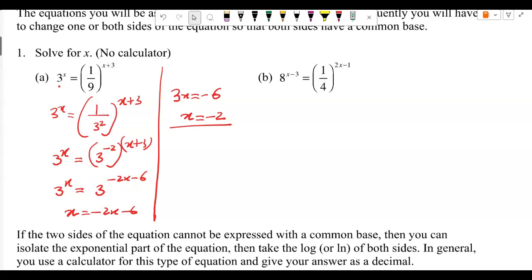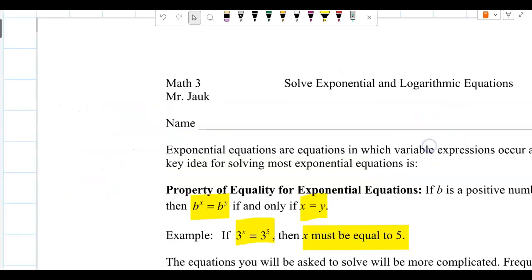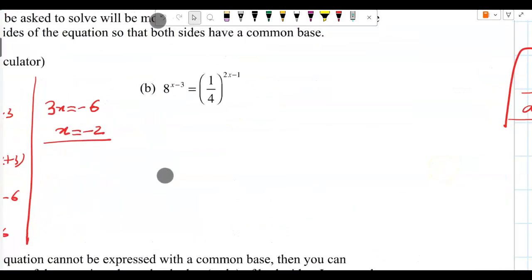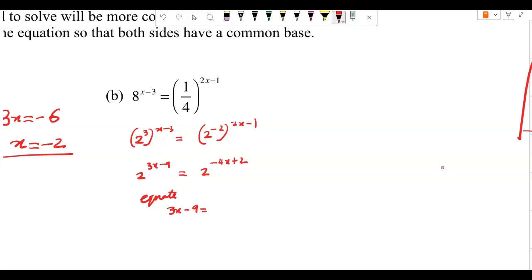What is 8? Then now you try to get both the powers of 2. Try to get the simplest base. So you could do 2 to the power of 3 times x minus 3, is equal to 2 raised to minus 2 times 2x minus 1. So 2 raised to 3x minus 9 is equal to 2 raised to minus 4x plus 2. Equate the powers now. So 3x minus 9 is equal to minus 4x plus 2. So 7x is equal to 11. Correct? So x is equal to 11 over 7.